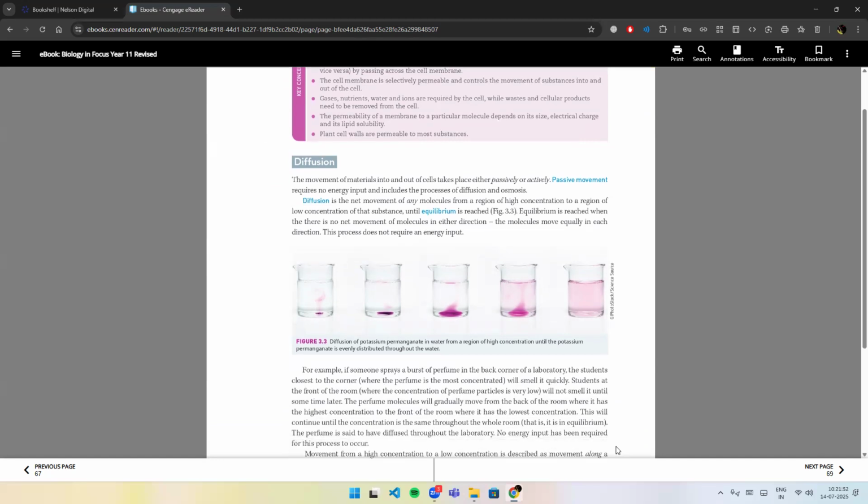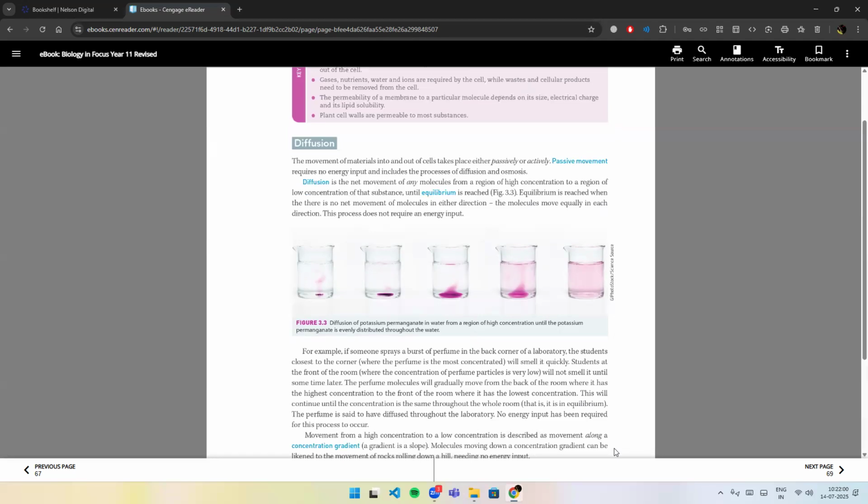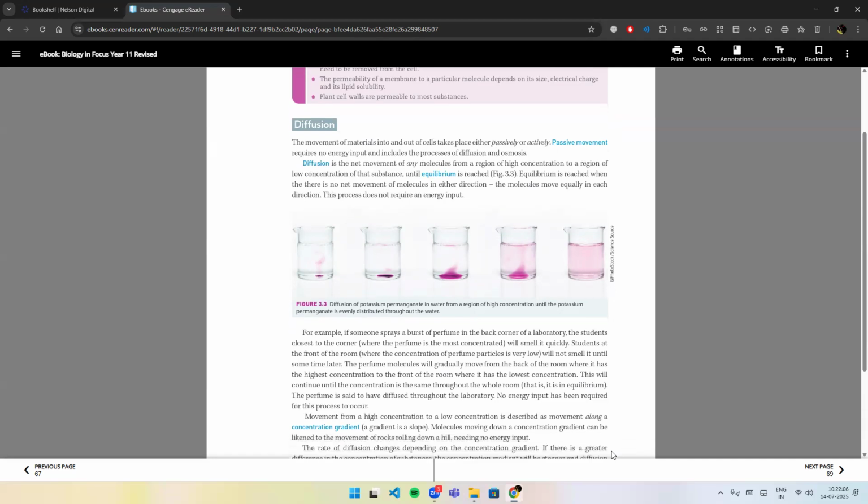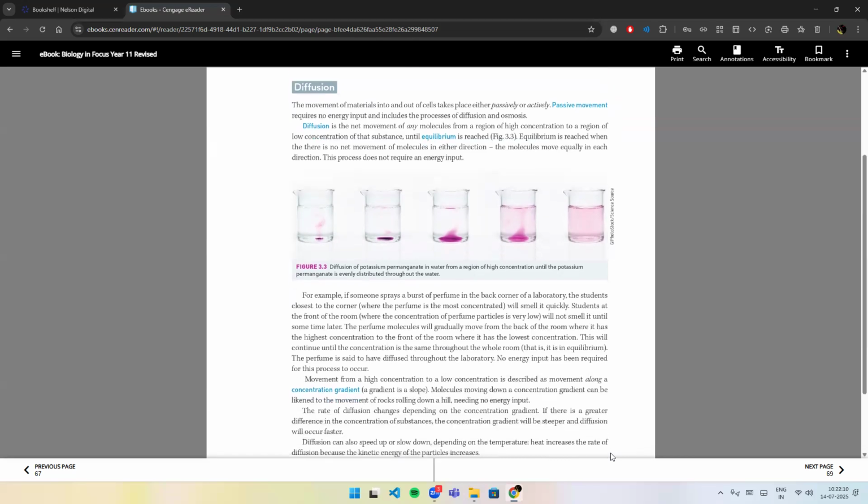Gases, nutrients, water, and ions are required by the cell, while wastes and cellular products need to be removed from the cell. The permeability of a membrane to a particular molecule depends on its size, electrical charge, and its lipid solubility. Plant cell walls are permeable to most substances.